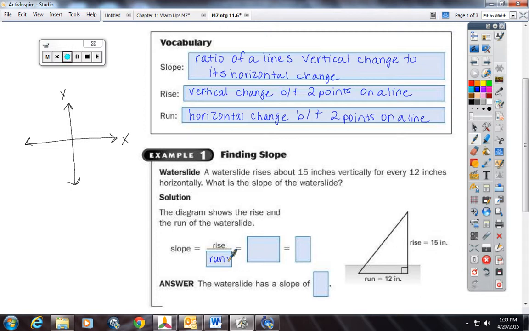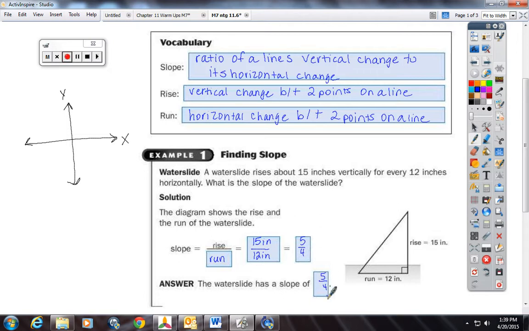So the vertical change here is 15 inches, right? And the horizontal change is 12 inches. Now we can leave that as an improper fraction, but what do you think we need to do first before we do that? Yes, we can simplify it. So 15 over 12 simplifies to what? 5 over 4. So we would leave it like that. We wouldn't change it to a mixed number. We would say that the slope is 5 over 4.